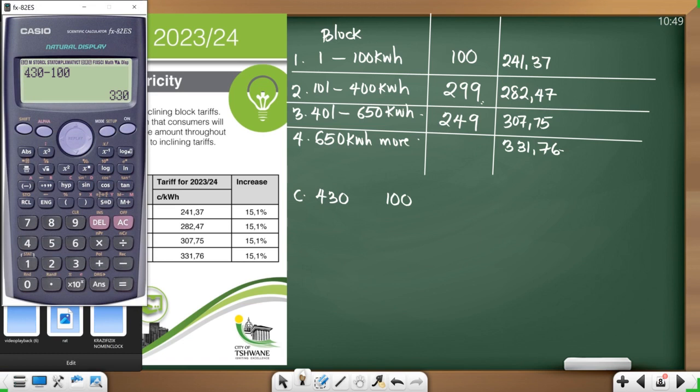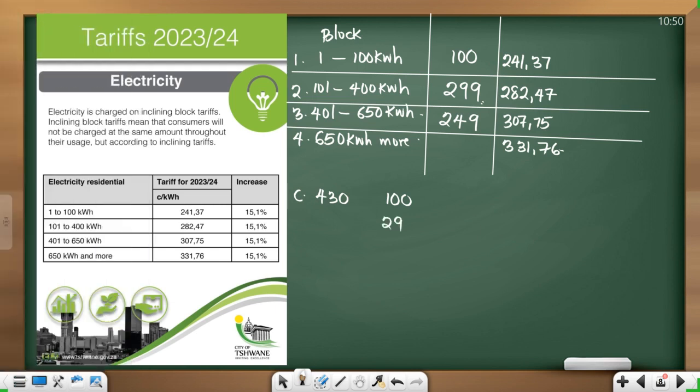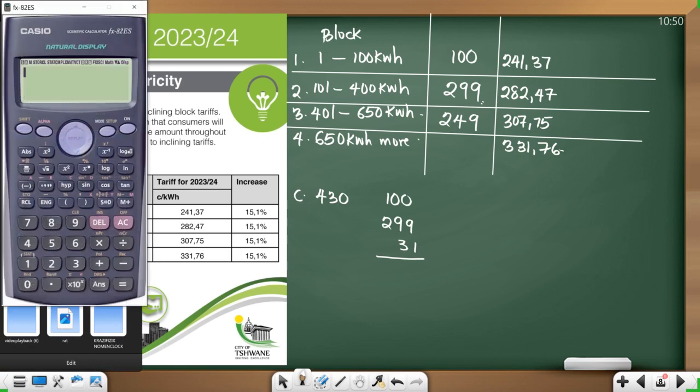But hold on. 330 is actually bigger than 299. It means they used all their block 2. Oh, 330 minus 299. So they have 31 extra. So 31 is not as big as 249. Watch my values. 31, I'm moving to the third block. It means they used all their second block, 299, and then I got 31. Check this. If I add all of this together, let's see what we are going to have. I'll repeat that. 100 plus 299 plus 31.